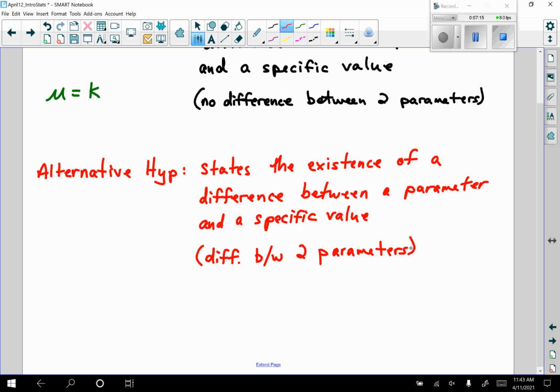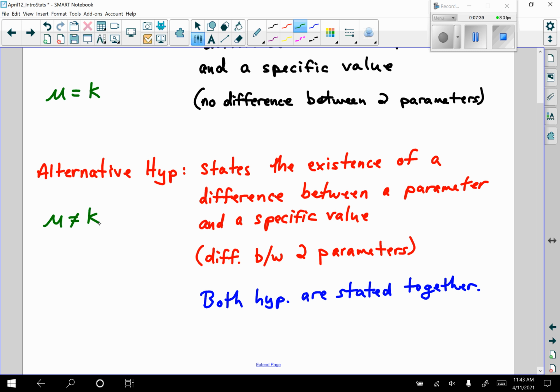Both of these hypotheses are stated together. So the statements here is that we just want to show that maybe mu is not equal to k. But sometimes our statements here, whatever hypotheses we're trying to state, can turn into specifically that mu is greater than some value k, or mu is less than. But if that's not indicated, we'd simply just say mu is not equal to k.